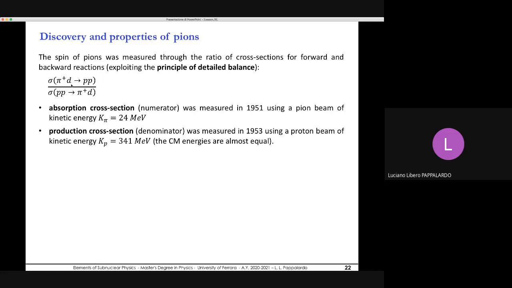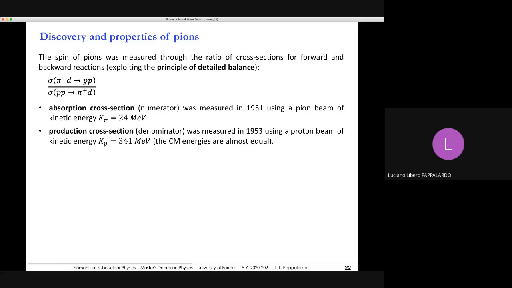So the reaction in the numerator, which is an absorption reaction where the pi plus is absorbed by the deuteron, this was measured in 1951 using a pion beam of 24 MeV, and the production cross-section in the denominator, where now the pion is produced, this was measured 2 years later using a proton beam of kinetic energy 341 MeV, but the center of mass energy of the two are almost equal.